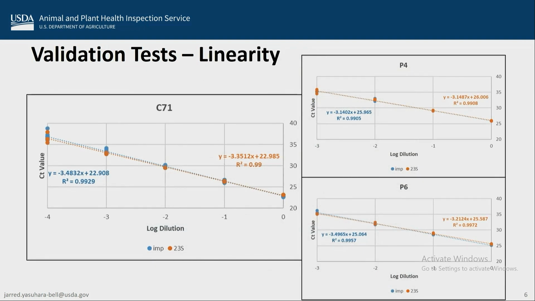So if viewed graphically in linearity curves, you can see that the IMP assay and the 23S assay had linearity curves that pretty much overlap, showing very comparable performance.